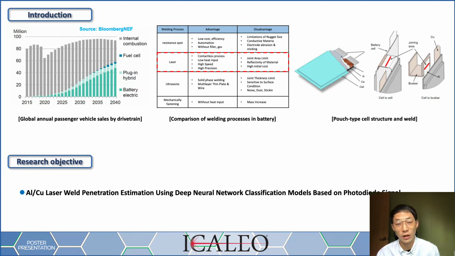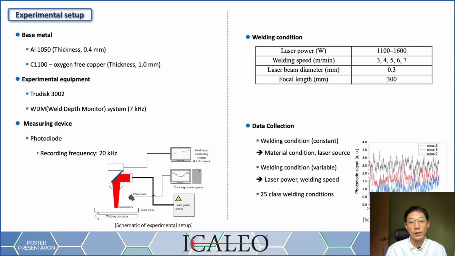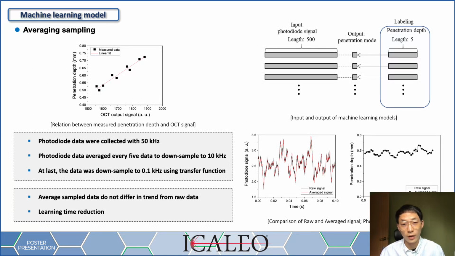data using machine learning. The materials used are aluminum 1050 and copper 1100, and the equipment used is as follows. We collected the photodiode signal as the input signal. Then we used OCT equipment, WDM, to collect our target output, the penetration depth. We corrected the penetration depth data using real OM data.